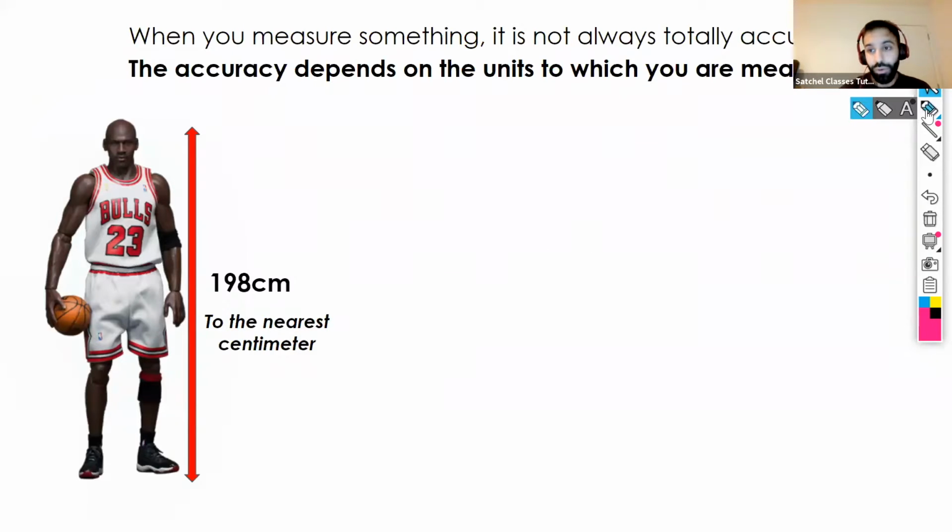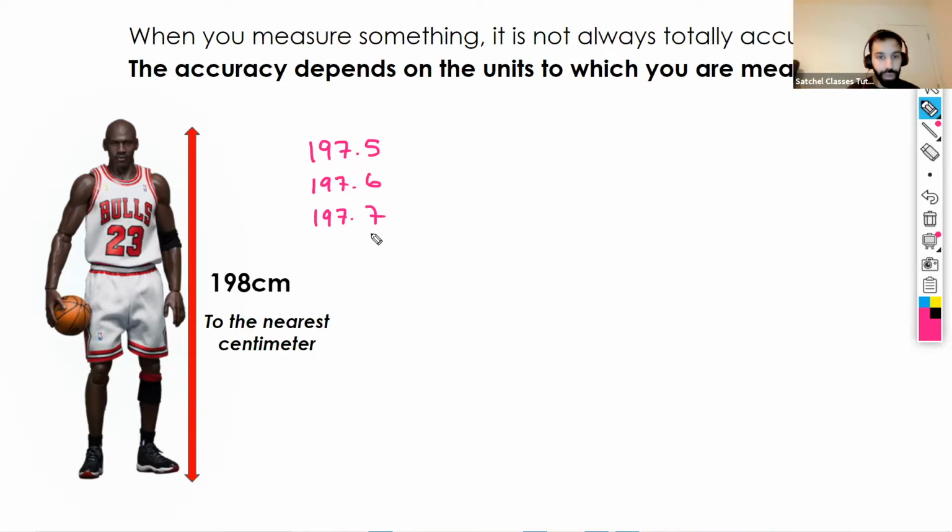So what that means is that Michael Jordan could potentially be 197.5 centimeters tall. He could also be 197.6 centimeters tall. He could also be 197.7 centimeters tall, because all of these numbers to the nearest centimeter would round to 198. Likewise, he could also be 198.4 centimeters tall. And again, this to the nearest centimeter would round to 198. So there is actually a range of heights which Michael Jordan could be.